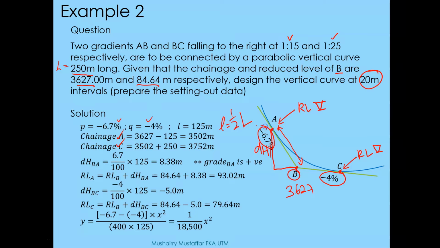So this gradient now, I'm going to change it to positive. So 6.7 over 100 times 125. That tells me that distance is 8.38. So the reduced level of A will simply be the reduced level of B plus 8.38, which gives us 93.02.